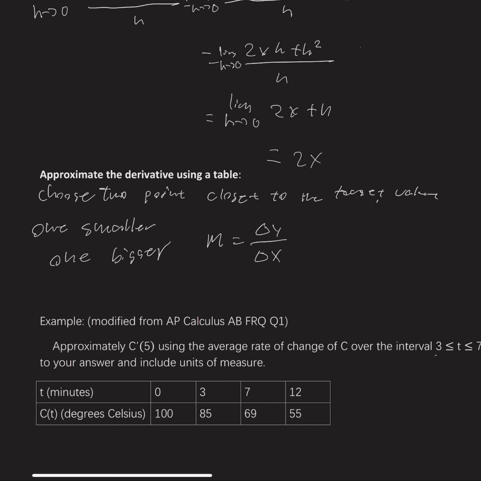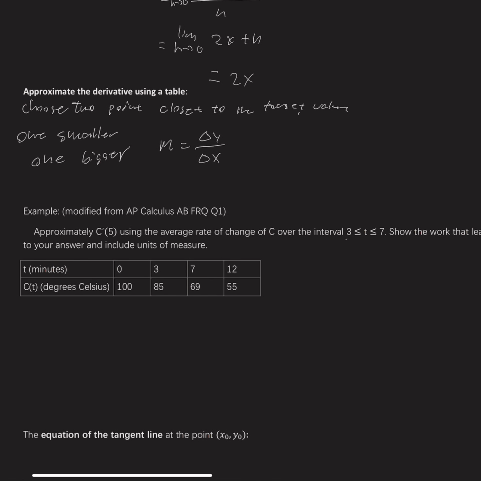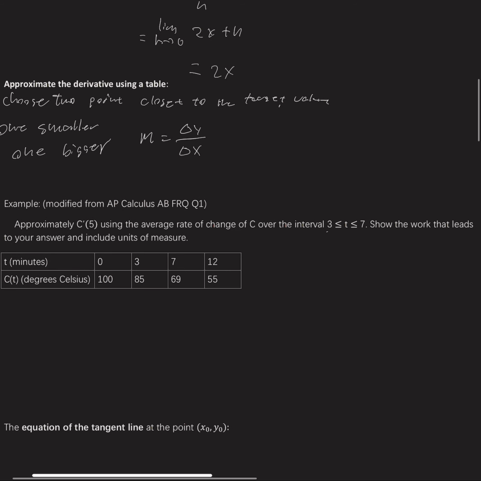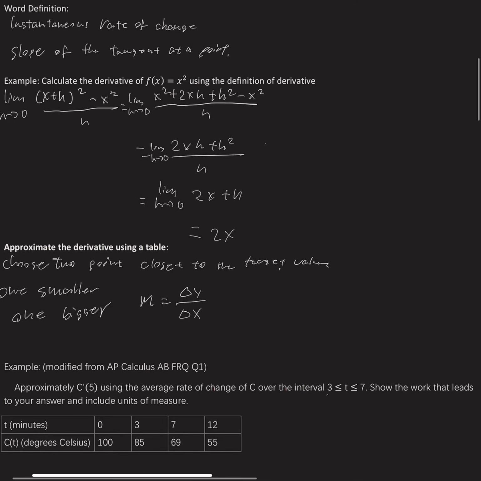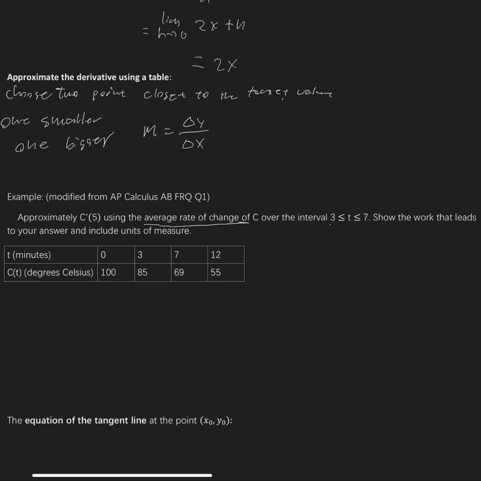So let's look at an example. This is from AP Calculus AB and BC FRQ question 1, and it's part 1. It's perfect for our example here. Approximate C prime of f using the average rate of change of C over the interval from 3 to 7. Show the work that leads to your answer and include units of measure.